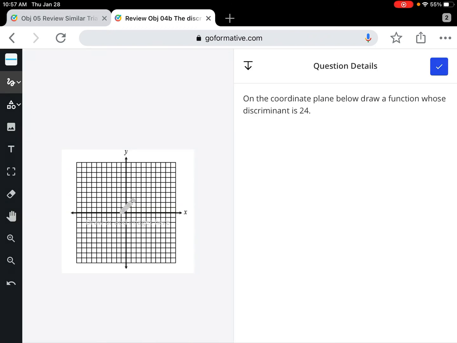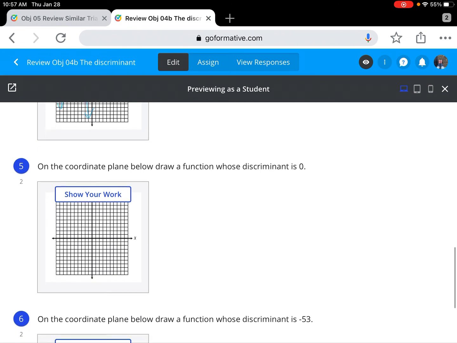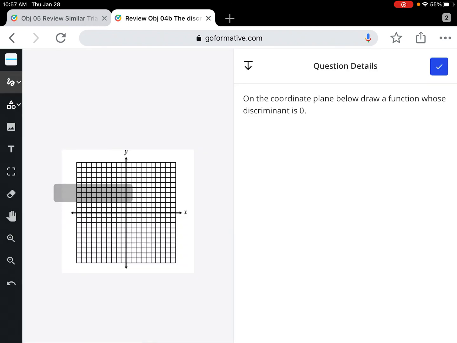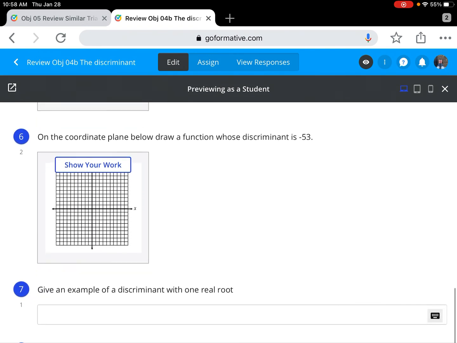On the coordinate plane, draw a function whose discriminant is 24. So if the discriminant is positive, I know that it is going to intersect my axis in 2 spots. They're not going to be rational spots, but it's going to intersect in 2 spots. You could have something like this, as long as it intersects in 2 places. Next thing is a discriminant of 0. A discriminant of 0 would mean that my graph, my quadratic, would intersect in exactly 1 spot.